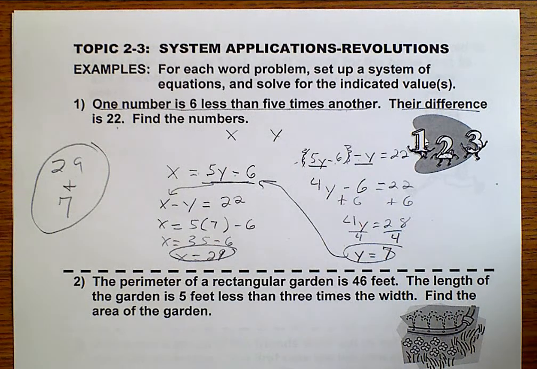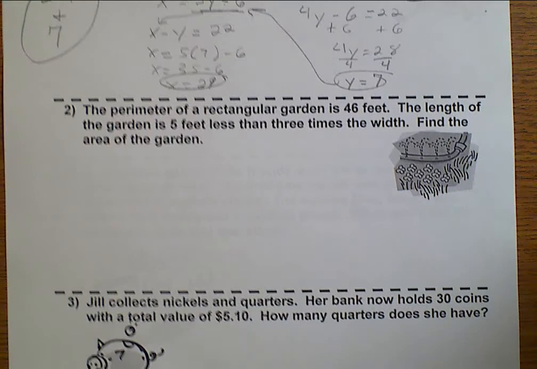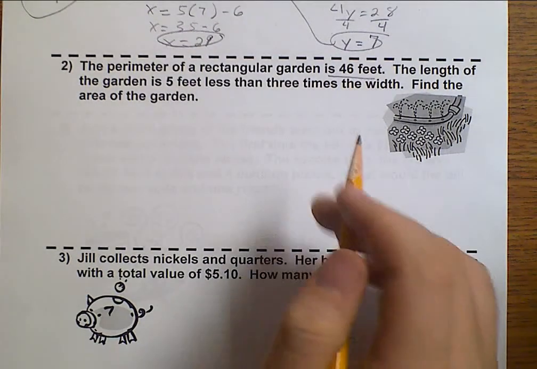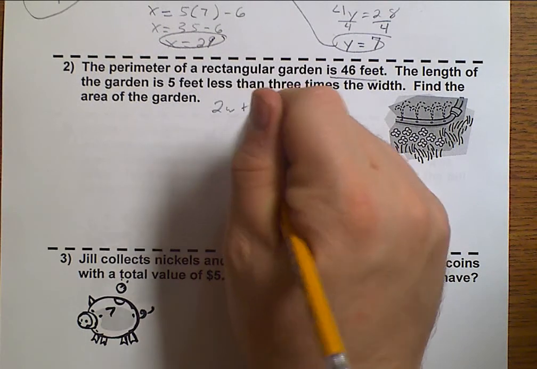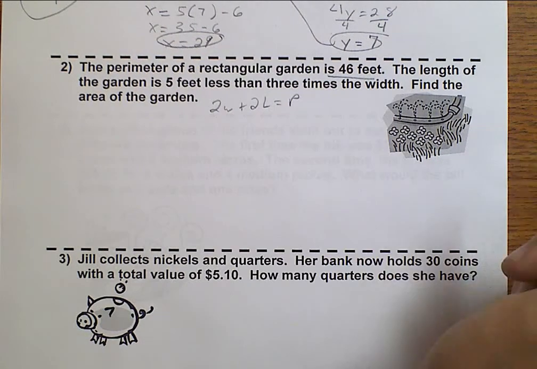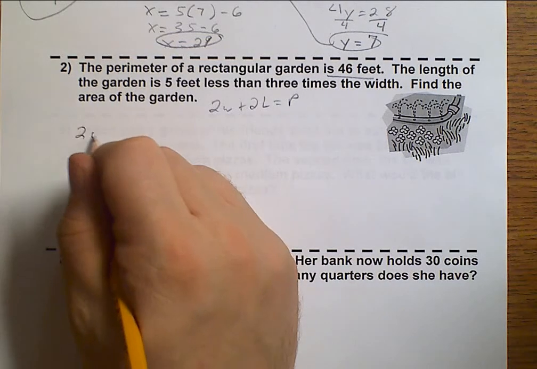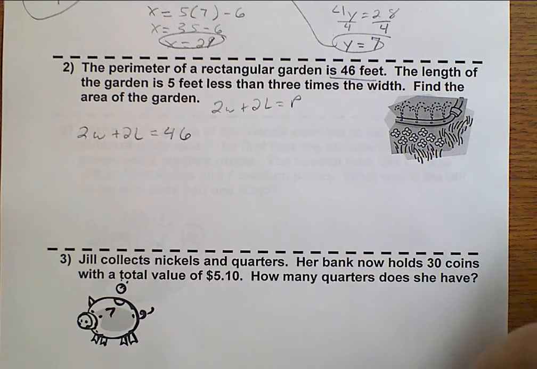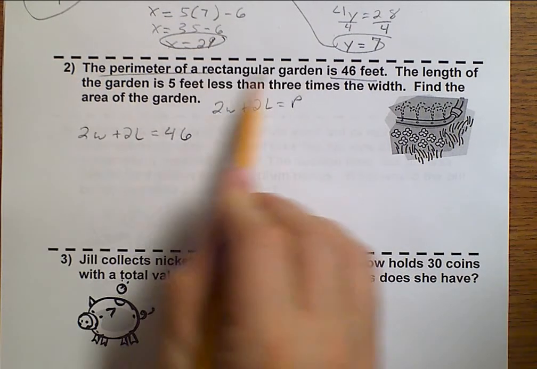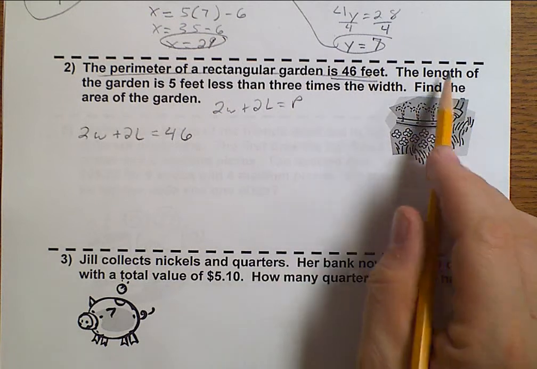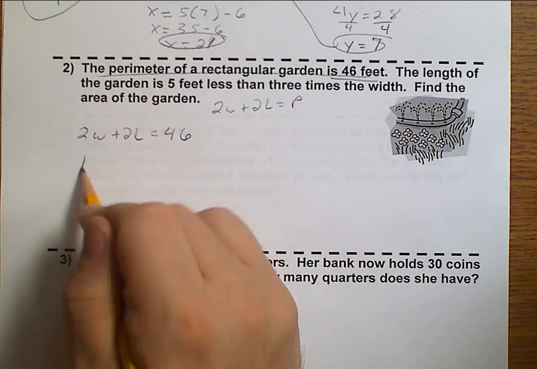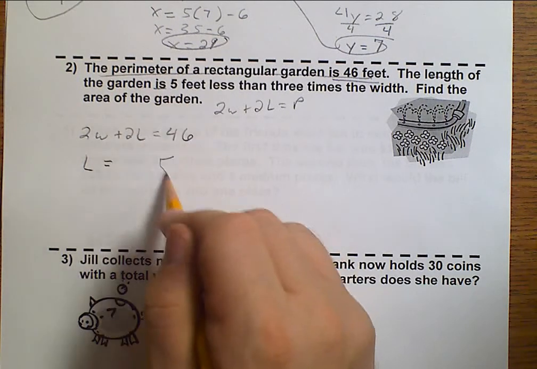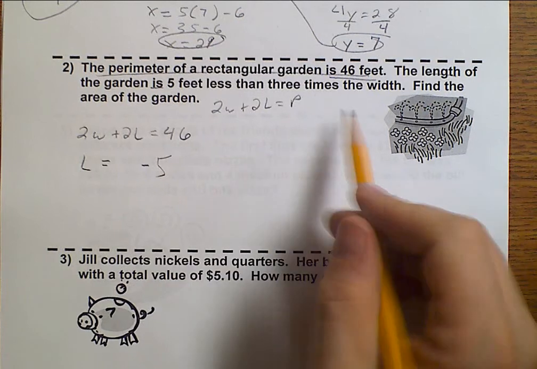Let's go ahead and take a look at number 2. Here it says that the perimeter of a rectangle is 46 feet. Well, I know that 2w plus 2l equals our perimeter. So that means that 2w plus 2l equals 46. That's all from this. Now it says that the length is 5 feet less than 3 times the width.